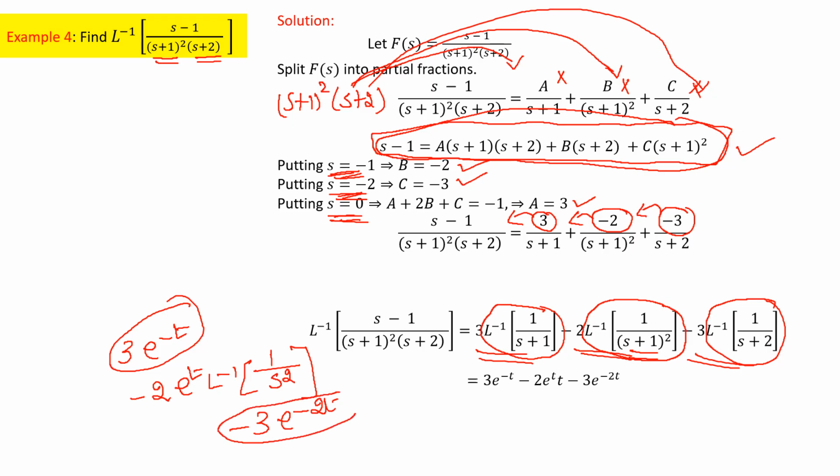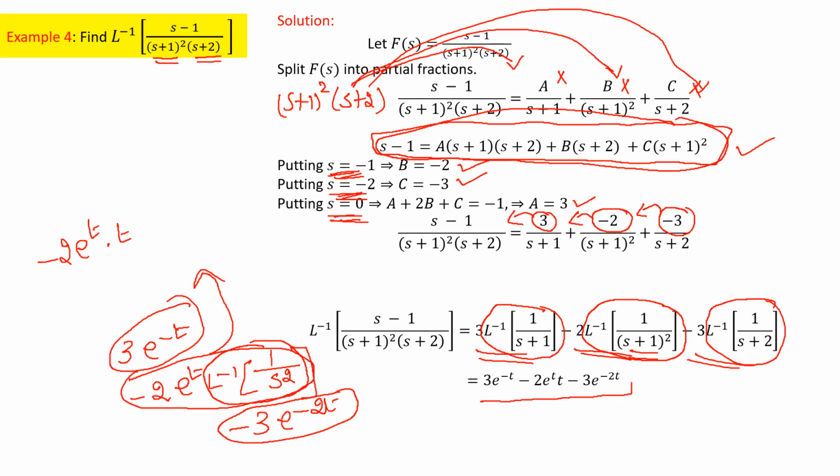It is already in the final stage, but still we have the second term, we have to apply L inverse. So consider this one. So this is going to be minus 2 e power t. Again we have to take L inverse of 1 by s power 2. This is nothing but t power 1 divided by 1 factorial, nothing but t. So my final answer is 3 into e power minus t, minus 2 into e power t times t, minus 3 into e power minus 2t.